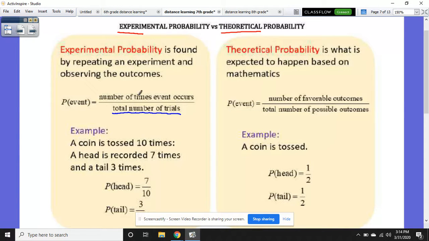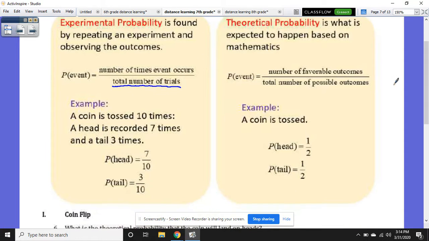You're doing trials, and you're writing down, graphing, or putting in a table how many times each event occurs. For example, a coin is tossed 10 times. That's the total number of trials. A head is recorded 7 times and a tail is recorded 3 times. So the probability of getting heads when you flip the coin is 7 out of 10, whereas the probability of getting tails is 3 out of 10, because in the experiment, you got heads 7 out of 10 times and tails only 3 out of 10. So 7 over 10 and 3 out of 10, that's the experimental probability.